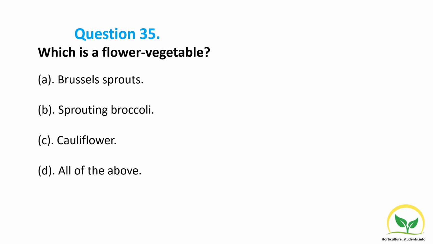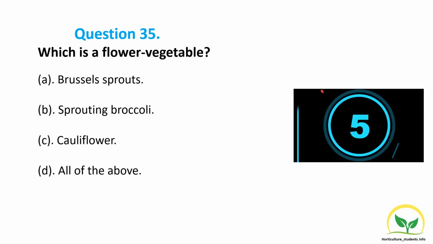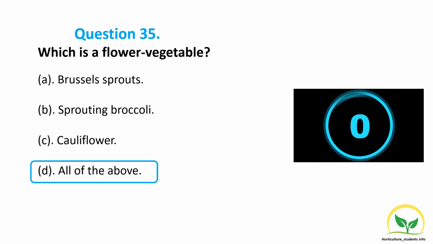Question 35. Which is a flower vegetable? A. Brussels sprouts, B. Sprouting broccoli, C. Cauliflower, D. All of the above. Answer: D. All of the above.